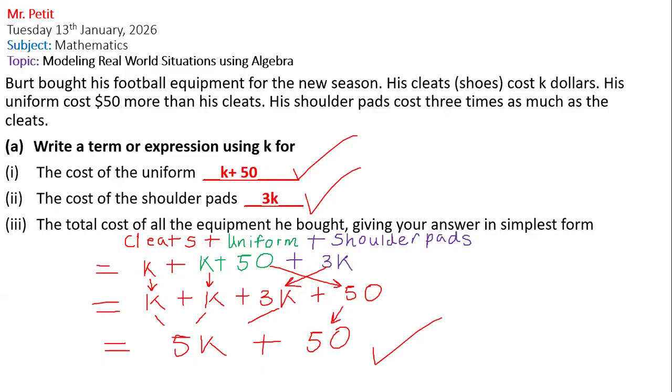So you're going to take this expression 5K plus 50, and you're going to set it equal to 425 because 5K plus 50 is the expression for the total cost.